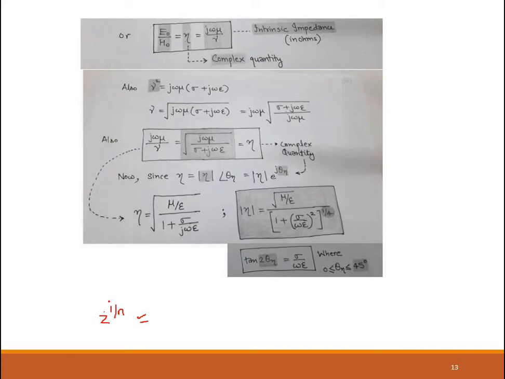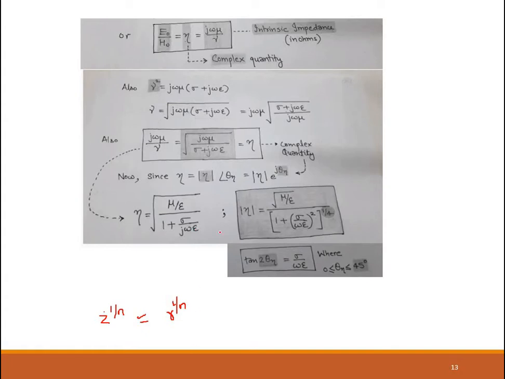See, why I am talking about z raised to 1 by n is, if you see the numerator, there should not be any doubt. The magnitude here is root of mu by epsilon. For the denominator, your z here actually is a plus jb form. So this denominator is of that form, and it is raised to 1 by 2 in this case, square root. In this case, the magnitude is actually given by r raised to 1 by n. R raised to 1 by n, that is the magnitude.